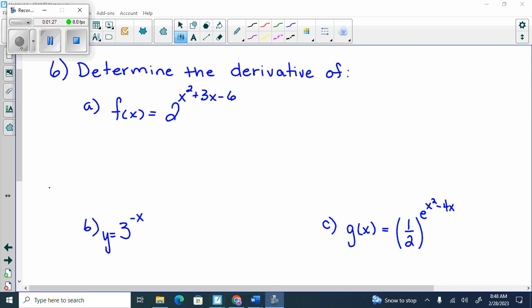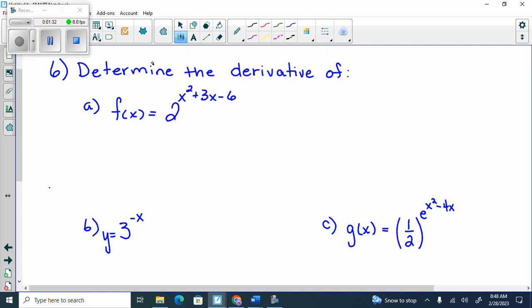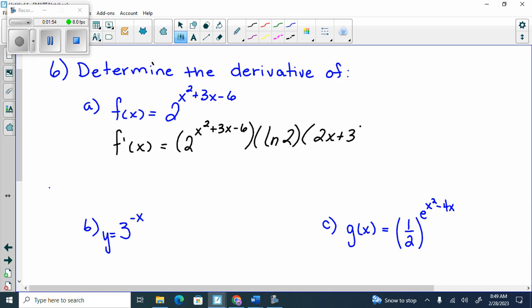We have to spot these ones every single time because they're a numerical base to a variable exponent, and they do chain rule, but they have their own little chain. So remember what we do? We rewrite it in one chain. Ln the base, so ln of 2. And then in the last chain is the derivative of the exponent. So 2x plus 3. That's it.